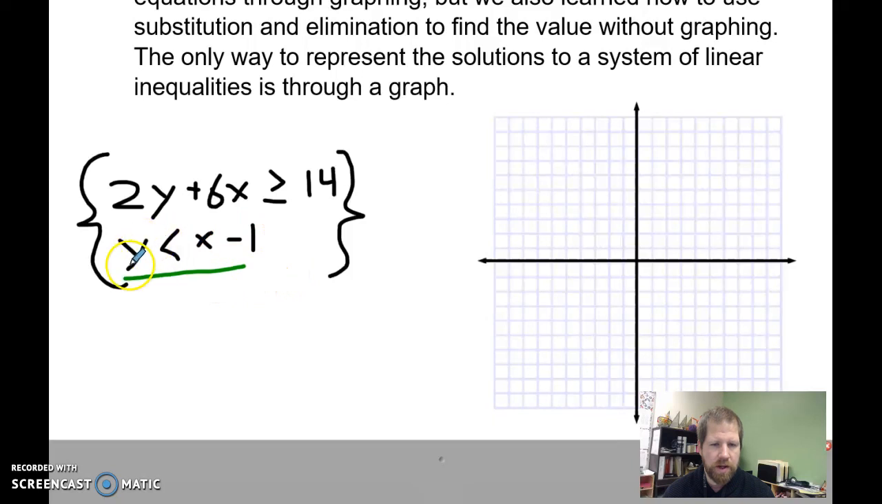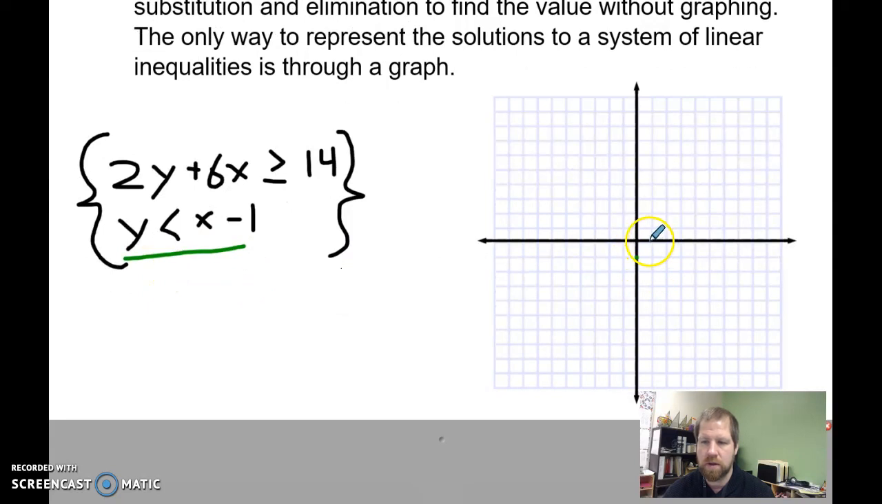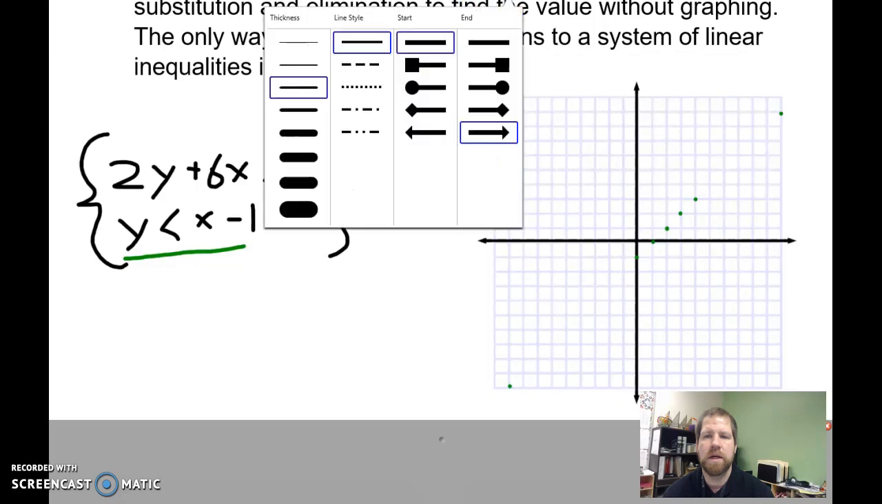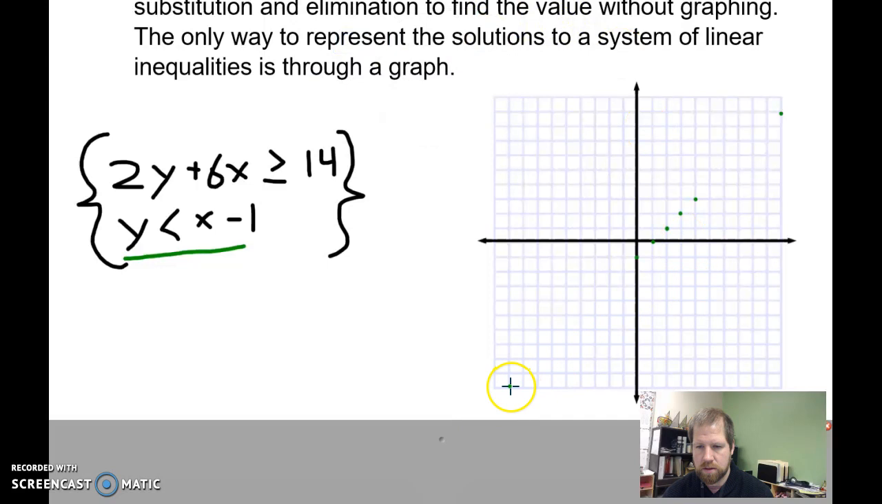So I have y is less than x minus 1. I'm going to go to my negative 1, and my slope is 1, so up 1, over 1. I can put a point, and that's going to be my slope. It'll come all the way up to there and all the way down to there, and then I can just pop my line in. Let's make it green, with arrows. Okay, so I've got my line.